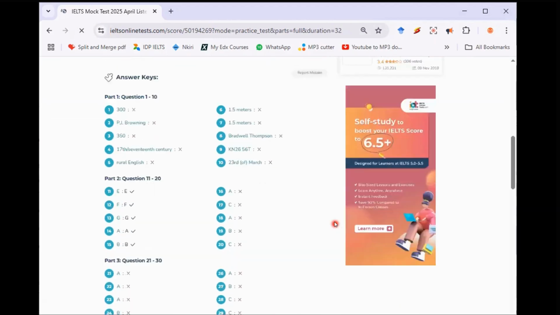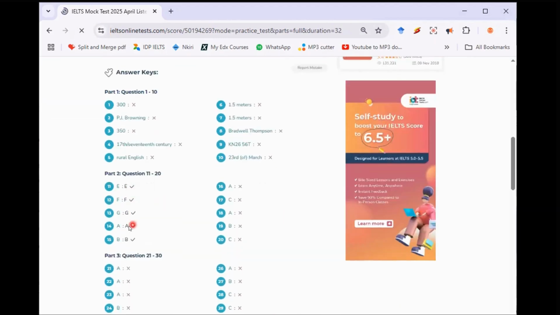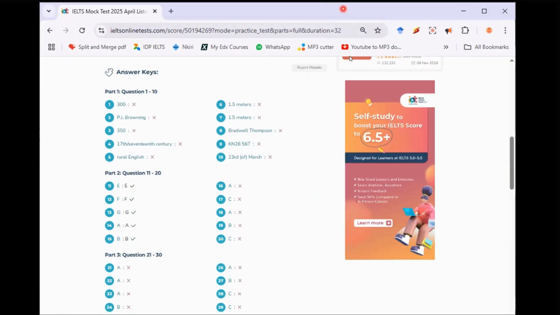So our focus is on 11 to 15. Can you see? All my answers are correct. Can you see? Map labeling question. So this second one that we did is relatively more challenging than many other map labeling questions that you come across. Well, on the exam day, it's possible you come across a map labeling question that is challenging like this one, or you come across one that is easy.